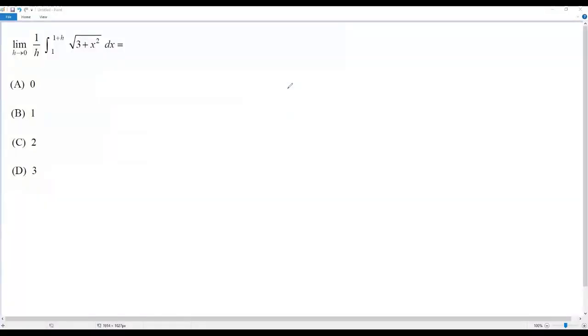Here we have an AP Calculus AB problem. Okay, let's go with the question. Limit as h approaches 0 of 1 over h times the definite integral from 1 to 1 plus h of the square root of 3 plus x squared dx. Here a fraction 1 over h is multiplied by this integral.